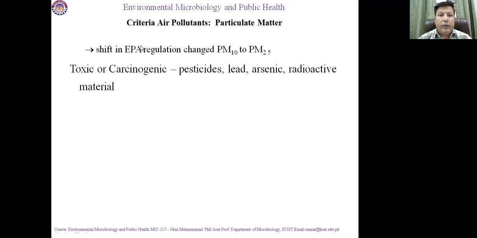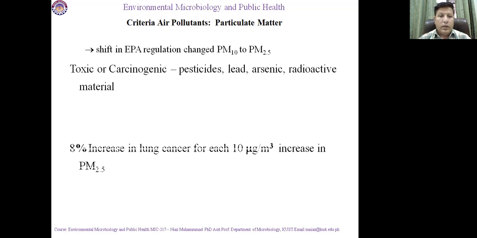So, a shift in Environmental Protection Agency regulation changed PM10 to PM2.5. Toxic or carcinogenic pesticides, arsenic, and radioactive material: if these types of toxic pollutants are present in air and inhaled by individuals, they will lead to negative consequences for human health. There is an 8% increase in lung cancer for each 10 micrograms per cubic meter increase in PM2.5. So it's a very serious issue.